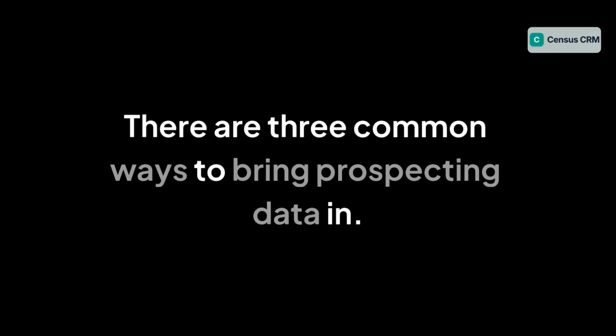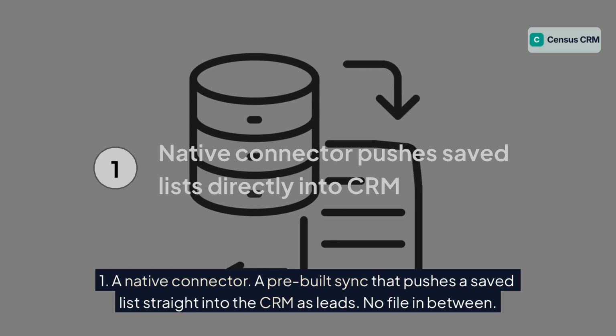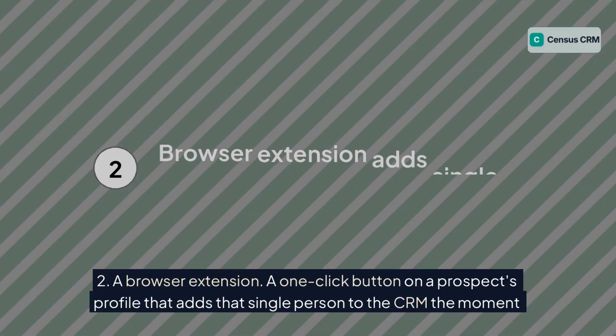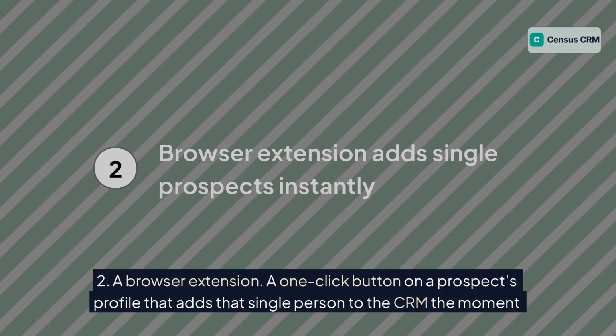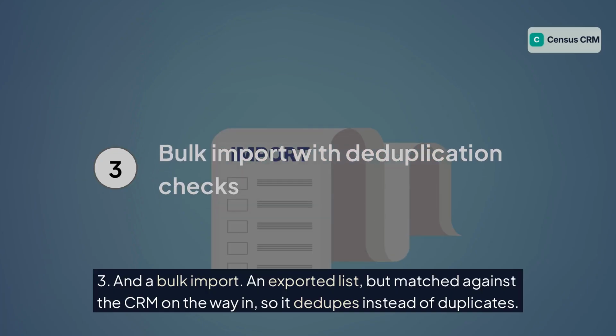There are three common ways to bring prospecting data in. One, a native connector. A pre-built sync that pushes a saved list straight into the CRM as leads, no file in between. Two, a browser extension. A one-click button on a prospect's profile that adds that single person to the CRM the moment you find them. Three, a bulk import. An exported list, but matched against the CRM on the way in, so it dedupes instead of duplicates.